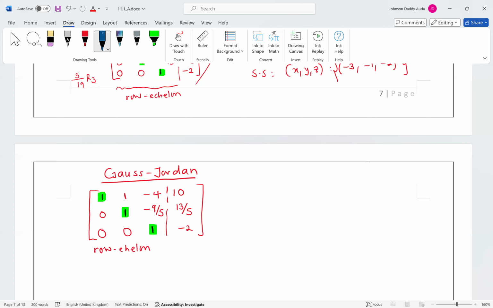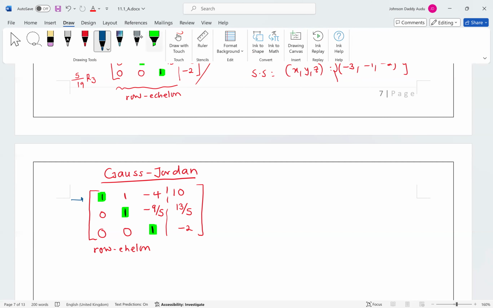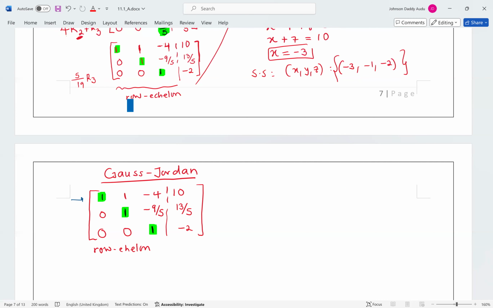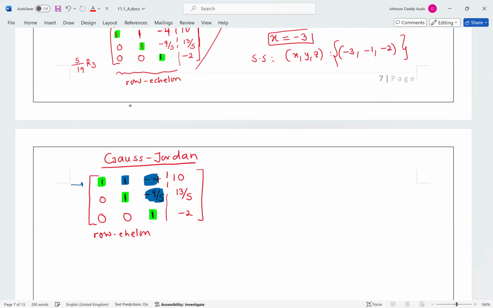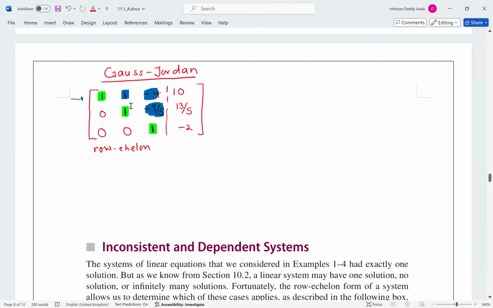So if you look at this first one here, you don't have anything above it, so it's fine. But this second one, this guy has to go to 0. This will have to go to 0. Here as well, these two numbers will have to go to 0. All right. So how do we do that? Still by row operation.